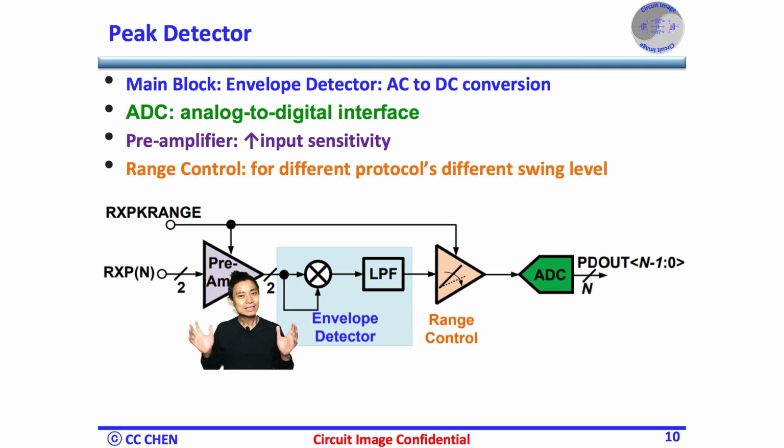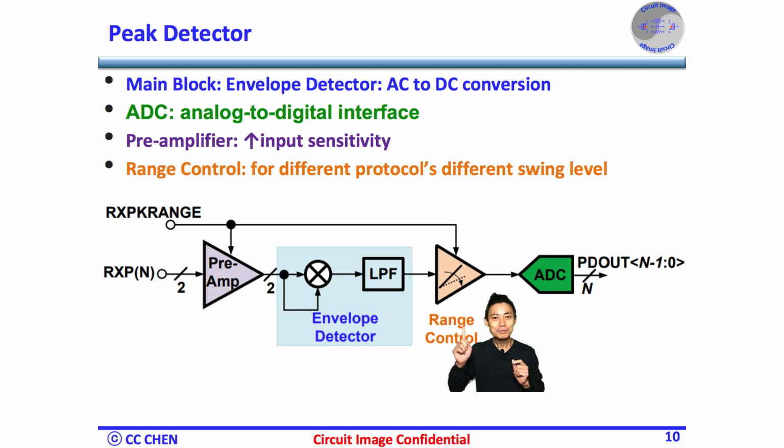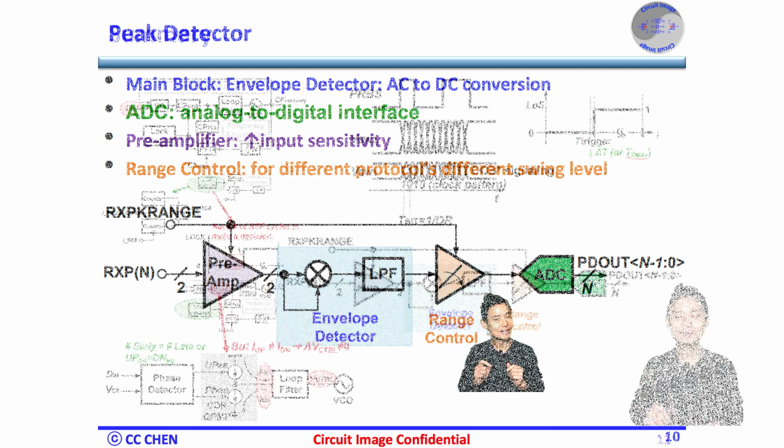But in some specifications, the low threshold is 100 mV. Below 100 mV is considered noise and should not be considered a valid input signal level. So we need to decrease the input sensitivity to 100 mV by either degenerating the preamplifier gain or adjusting the output DC of the envelope detector.